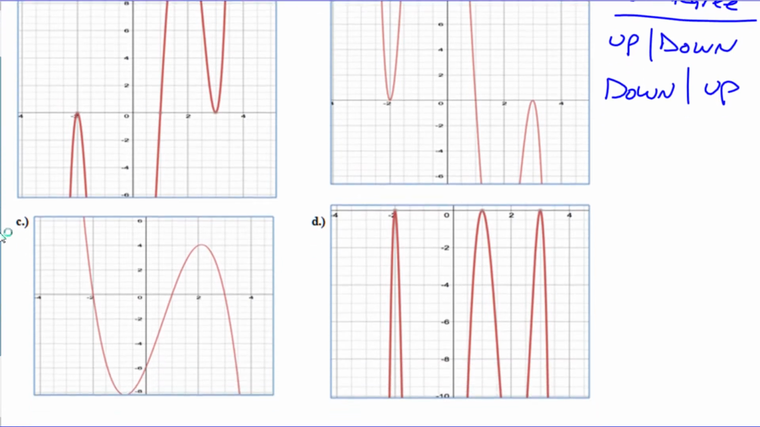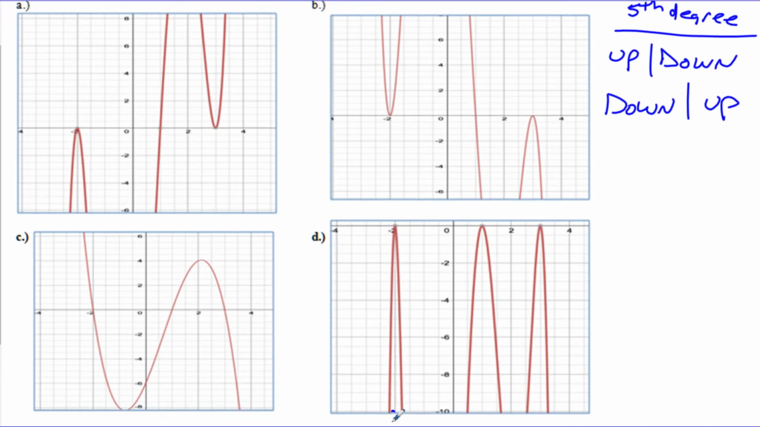So I'm going to take a look at my 4 graphs, and I'm going to say, wait a second, this one right here is going down on the left and down on the right. That is not up, down, or down, up. That one's out. The other ones, when I check them, this one is down, up. This one is up, down. This one is up, down. So it's one of those. I was able to eliminate D using degree.